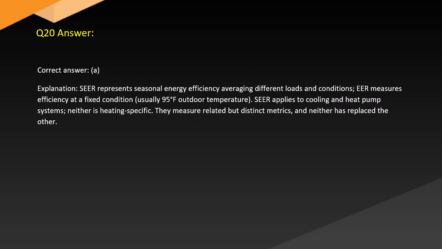Answer. Correct answer: A. Explanation. SEER represents seasonal energy efficiency, averaging different loads and conditions. EER measures efficiency at a fixed condition, usually 95 degrees outdoor temperature. SEER applies to cooling and heat pump systems, and neither is heating specific. They measure related but distinct metrics, and neither has replaced the other.